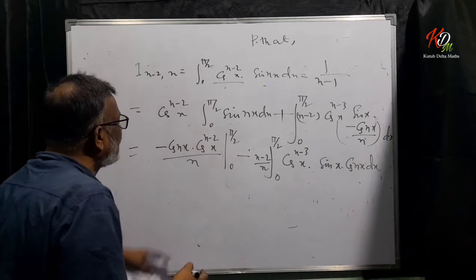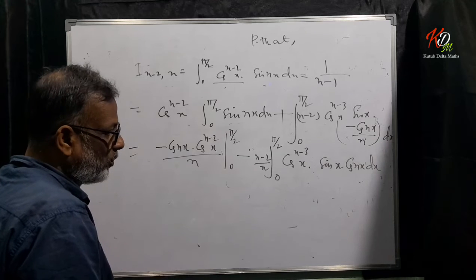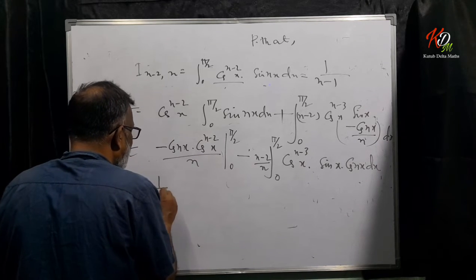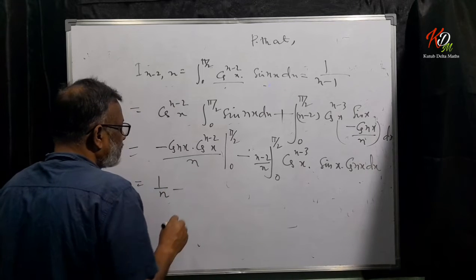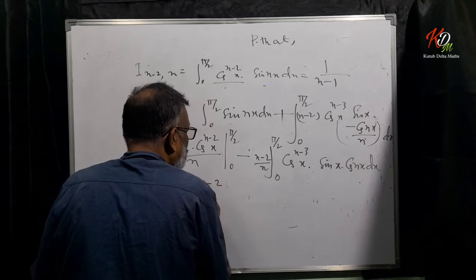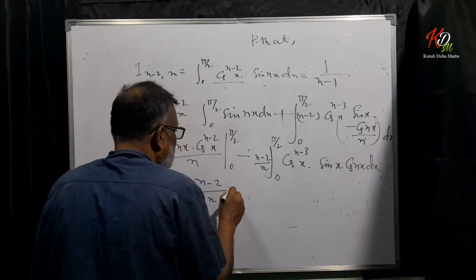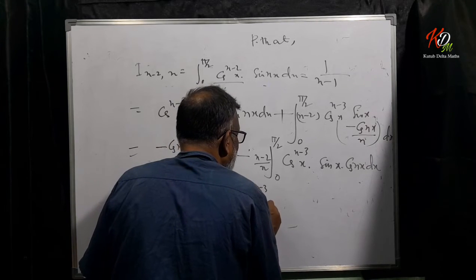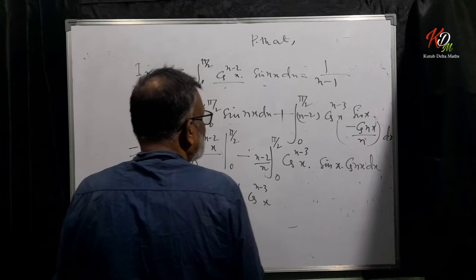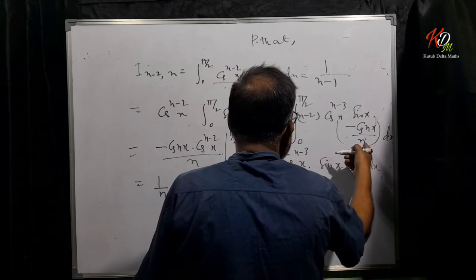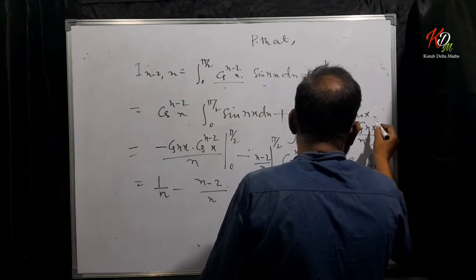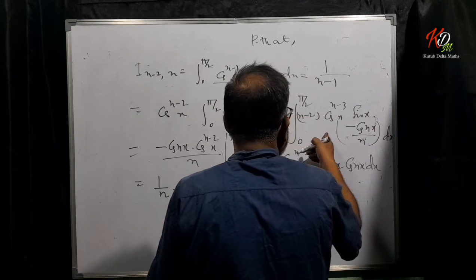Now putting pi by 2 it will be 0, and the second time putting 0. So 1 by n minus n minus 2 by n integral of cos to the power n minus 3 x into cos x sin x.